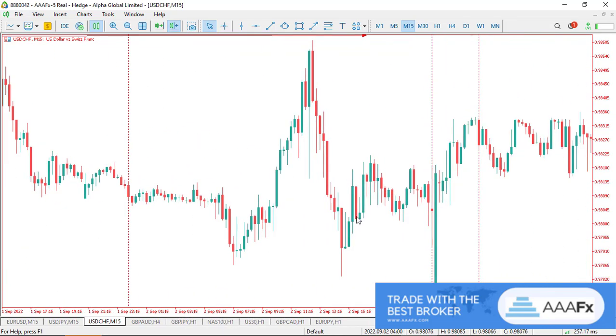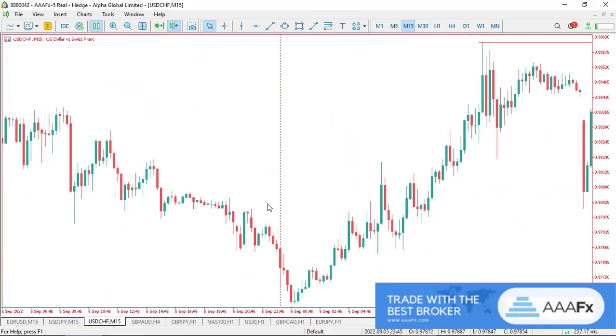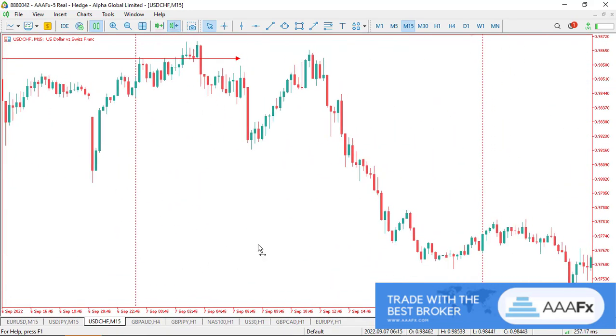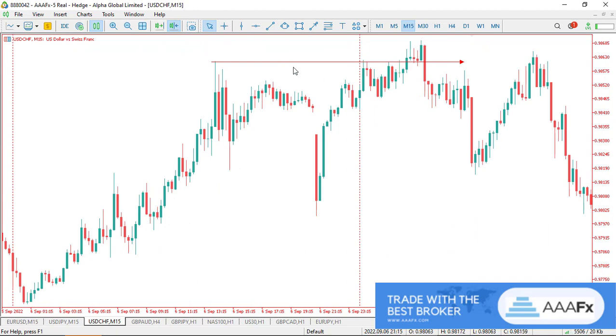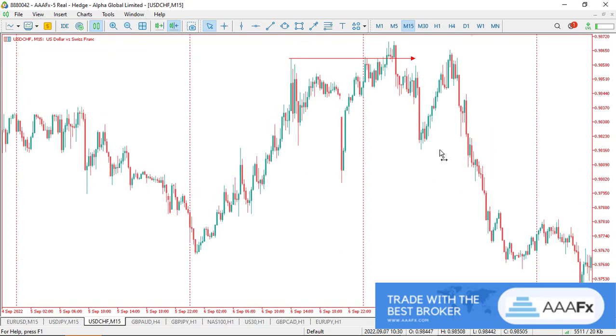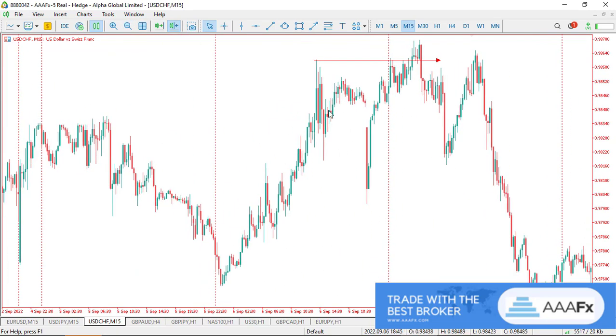So we'll start on this one. This is USDCHF, on AAA FX. This is what we are using, and this is what we are going to be explaining with. So this is the day before this day. You understand? We are using these two days, this day and this day. So you want to trade here, what are you going to do?